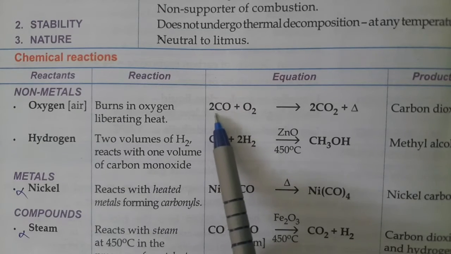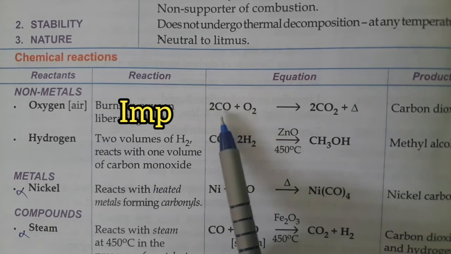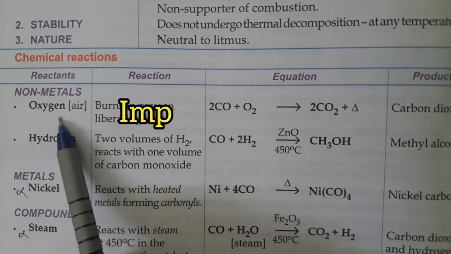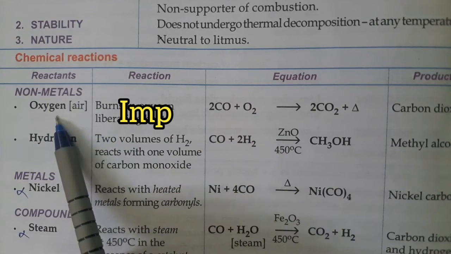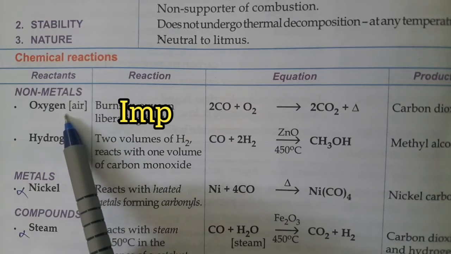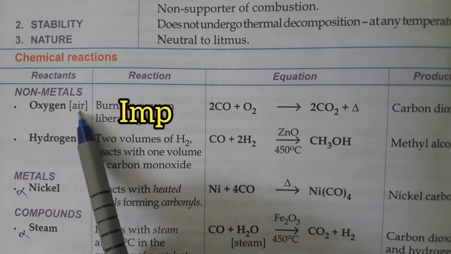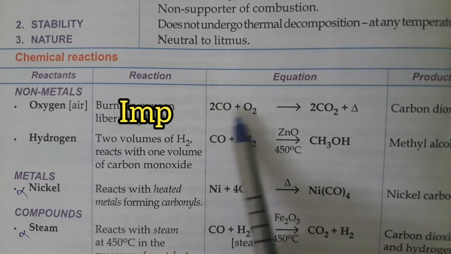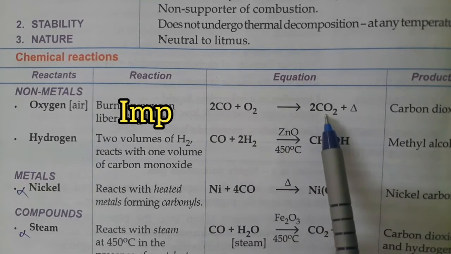When carbon monoxide reacts with oxygen, reaction with oxygen, air means oxygen, because this is the active part of air. Even though air contains nitrogen, it does not react with carbon monoxide. So inside air, oxygen reacts, so air means oxygen. So when carbon monoxide burns with oxygen, you get carbon dioxide.